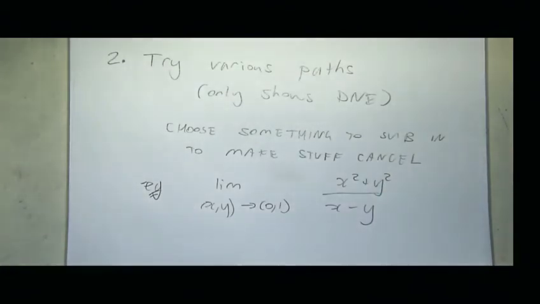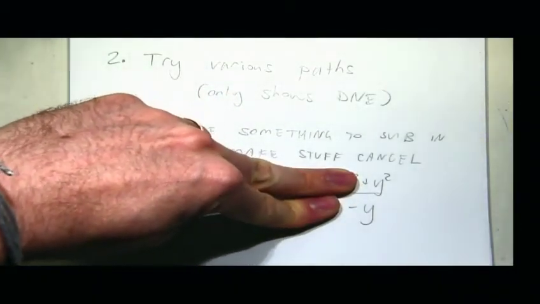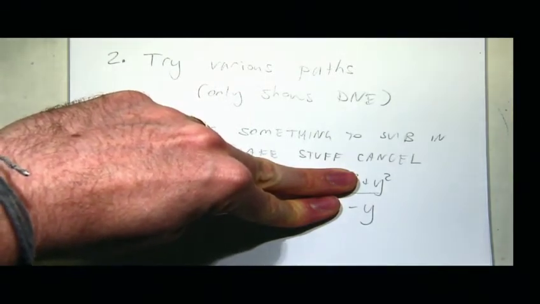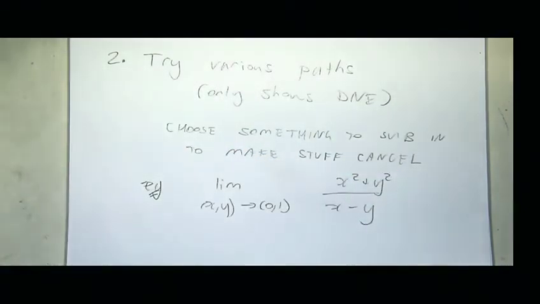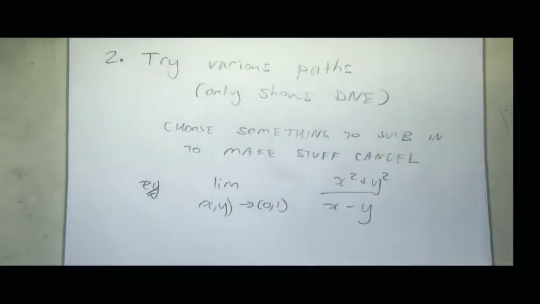So I shall try some different paths. The first ones to try, just do them in your head before you commit to any of them. I'm going to the point 0, 1. So I could choose to make sure that the line I approach on is just where x is 0. So if x is 0, I'll get y squared over minus y, which will give me minus 1 when y is 1. If y is 0, I will get x squared over x, which will give me 1. Yay, doesn't work.